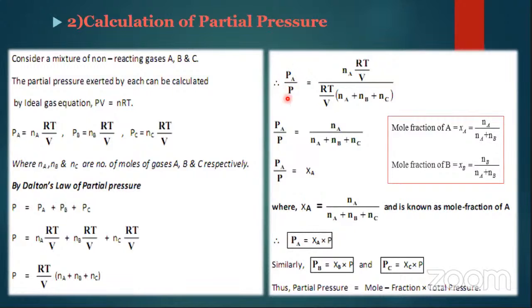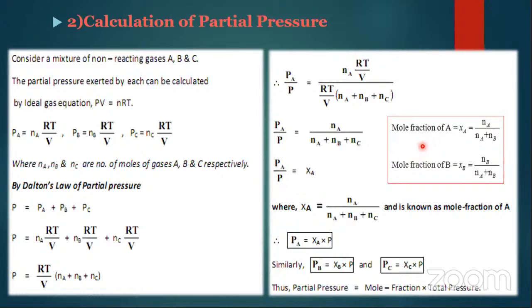So PA by P, PA means you can take A or B or C, partial pressures. So the partial pressure of A by the total pressure is equal to Na RT by V, divided by the total. So PA by P is equal to all this RT by V; RT by V is cancelled. We are left with Na by Na plus Nb plus Nc. So what is this Na by Na plus Nb plus Nc?